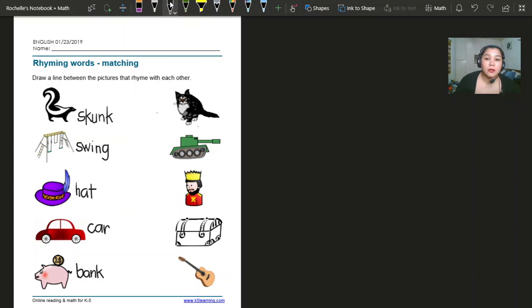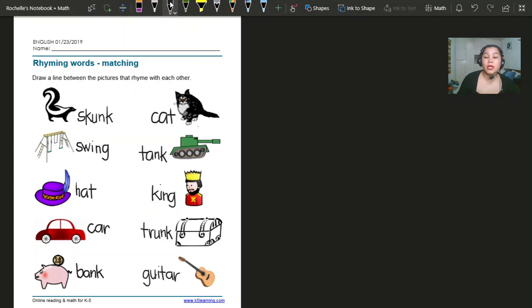So this one is called cat. So very easy to spell. This one, it's tank. And then this, it's the king who wears a crown. And this one, parang treasure box, chest. The other word for that is trunk. And then a musical instrument, the term for that is guitar.